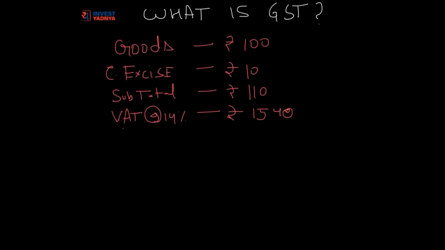To understand this better, let's take an example. We already know the central excise is applied on the manufacture of the product, and VAT or sales tax is applied on the distribution of the product. So here the good is priced at 100 rupees and the central excise is at 10%, which makes it 110. Now VAT is applied on that 110 at 14%, which comes out at 15.4, which basically takes the tax to 25.4, and our product goes from 100 to 125.40.